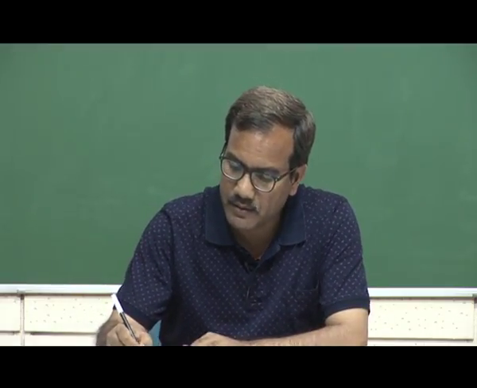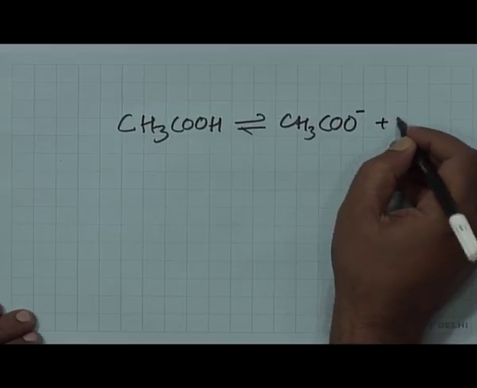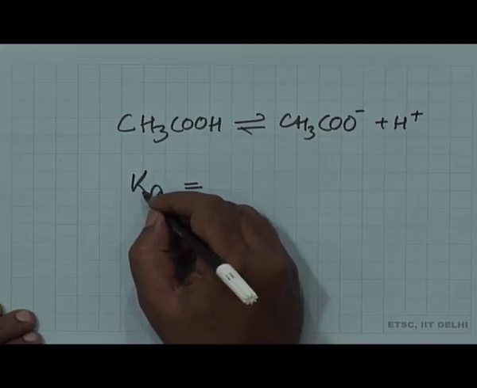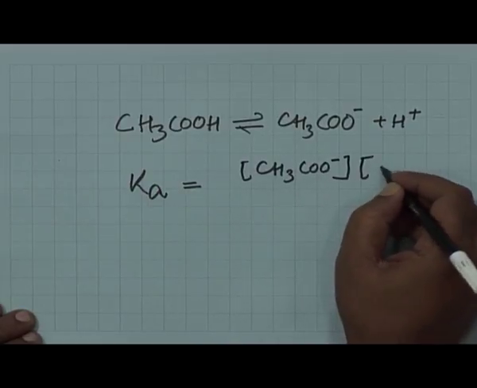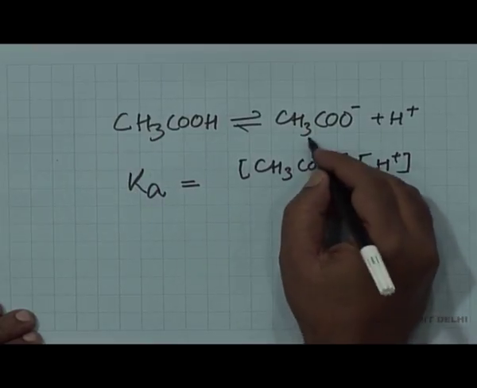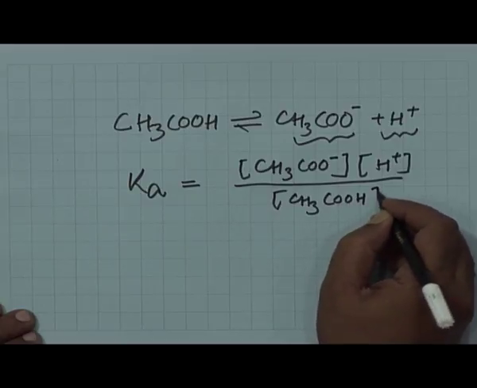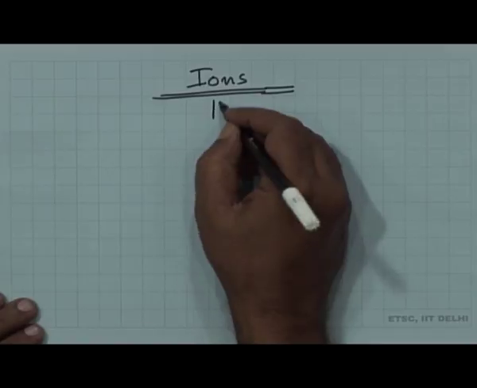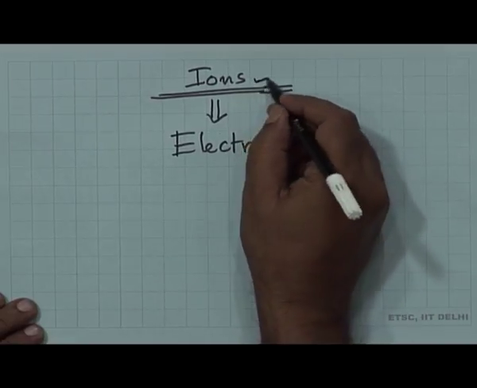So, when we apply the concept of equilibrium to an acetic acid solution, we can simply write, the way we used to write for any equilibrium reaction, equilibrium constant equal to the multiplication of the ions on the product side divided by the concentration of reactant. So, first thing is ions, and what I discussed in the last lecture is that ions are generated by electrolytes. So, when you put electrolytes in aqueous solution, ions are generated.